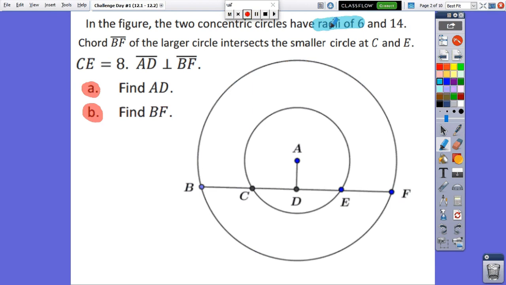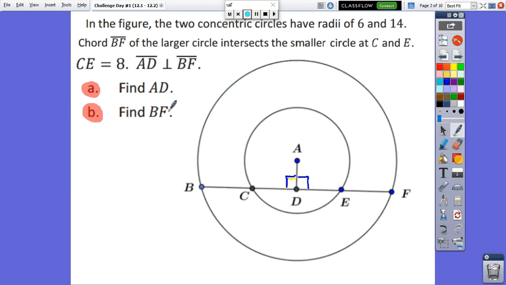And they have radii of 6 and 14. So radius of 6 we could draw in here, radius of 14 we could draw in over here, but we're not going to draw them there yet. Chord BF of the larger circle intersects the small circle at C and E, as shown in the diagram here. CE, which represents a chord in the smaller circle, has a length of 8, and AD is perpendicular to BF. So if that's perpendicular, that means we get some 90-degree angles, and we can draw in a couple of 90-degree angles here.